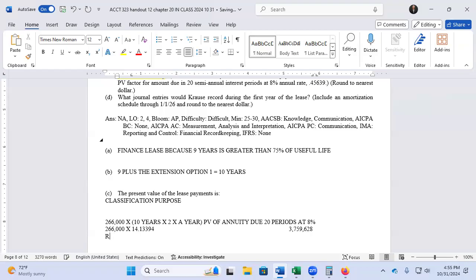And then we also have the guaranteed residual value. And so in this case, that was 200,000. And they tell us the rate is 0.45639. And that's a single payment. And equals 28%.